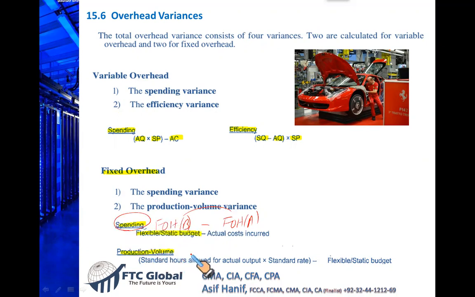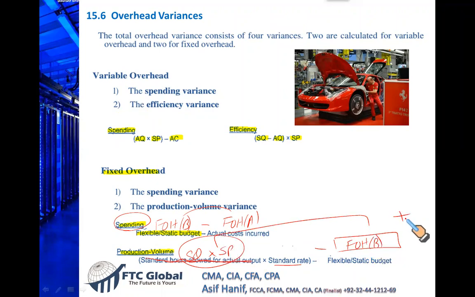And production volume variance is the standard quantity. Simply don't confuse with this. SQ is the standard quantity that you should use to produce your actual output, multiplied by the standard rate, that is the fixed overhead absorption rate, which I wrote as SP. This will give you how much fixed cost you have absorbed into our production. This absorption versus the flexed budget, or just the fixed overhead budget, you can write it as FOH budget also. So this difference will give you the production volume variance. If it is positive, that means the volume variance is favorable. Negative means it's adverse. Right. Let's see a few questions further.